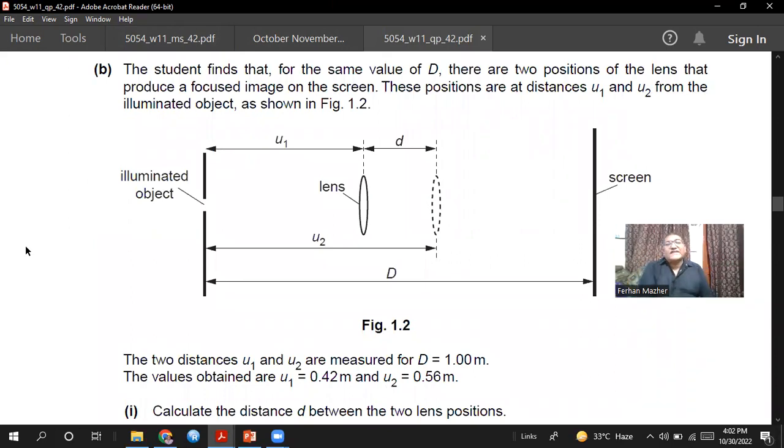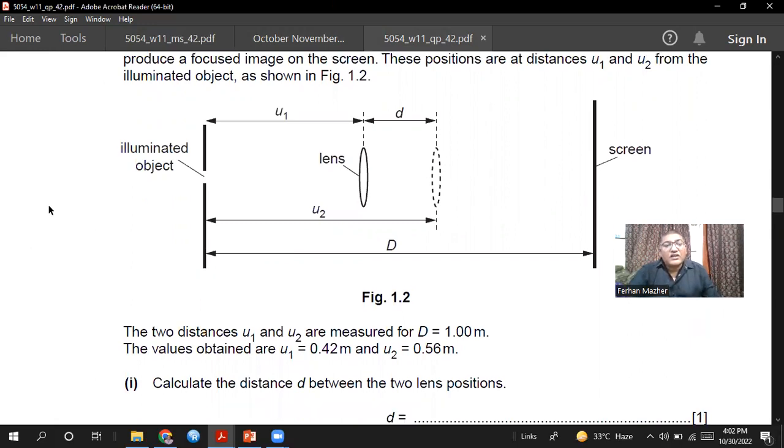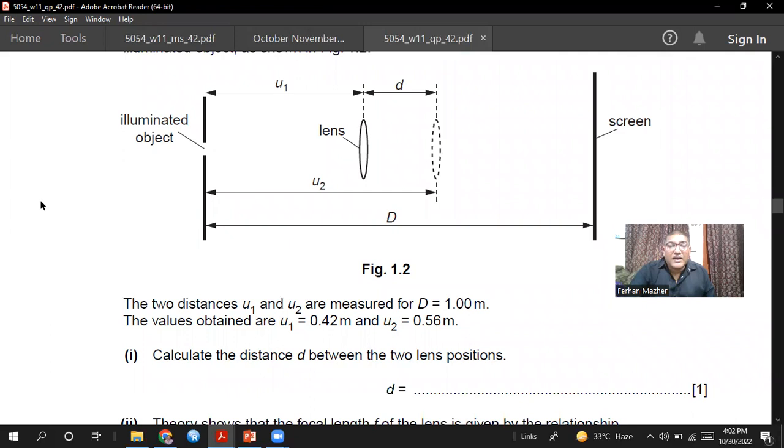The student finds that for the same value of D, there are 2 positions of the lens that produce a focused image on the screen. These positions are at distances U1 and U2 from the illuminated object as shown in figure 1.2. The 2 distances U1 and U2 are measured for D equals 1.00 meter. The values obtained are U1 equals 0.42 meter and U2 equals 0.56 meter. The question is to calculate the distance d between the 2 lens positions.